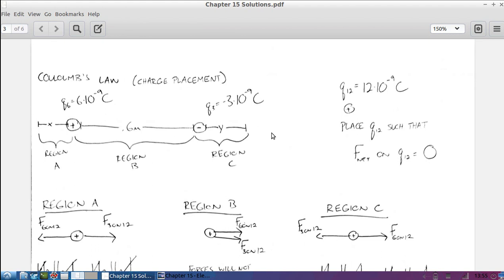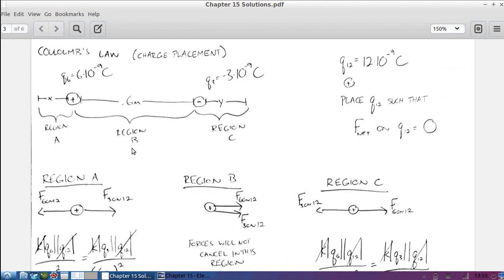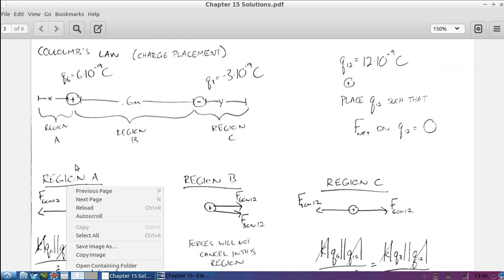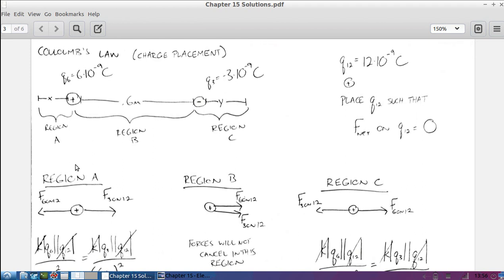So that sounds like a lot of work, right? There are a lot of different regions where I could put this 12 nanocoulomb charge. So I want to try to eliminate some of those regions that are impossible. What I did was I drew free body diagrams for the 12 nanocoulomb charge in all 3 of these regions.